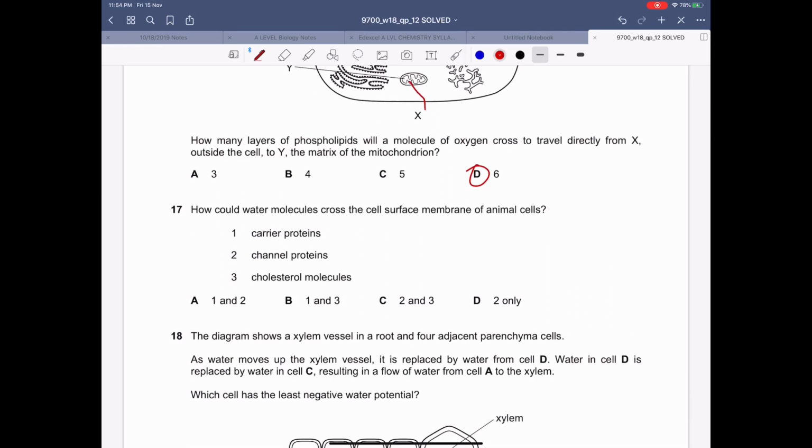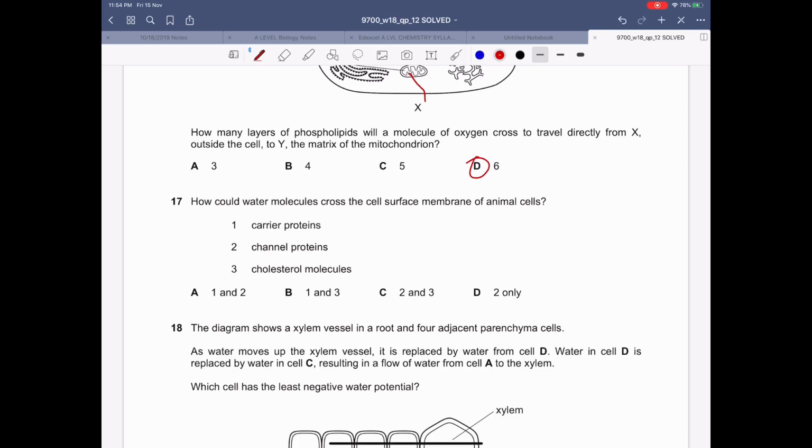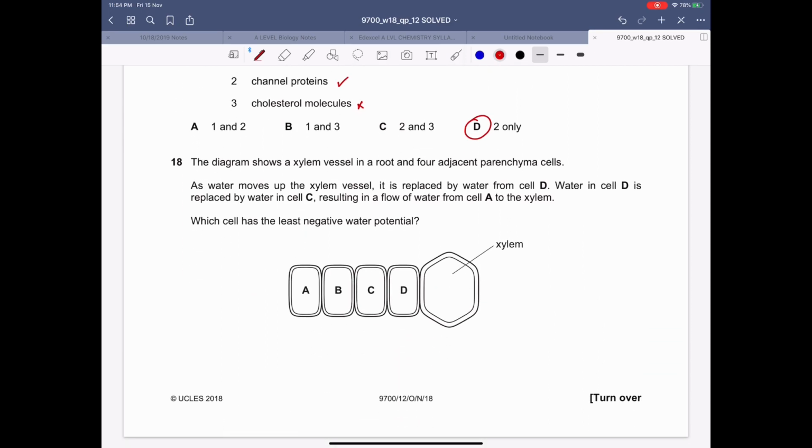Next question, question number 17. How could water molecules cross the cell surface membrane of animal cells? Well, it can go through channel protein, and that's about it. Because carrier protein carries things with energy, and cholesterol molecules are hydrophobic, so they won't even touch water.